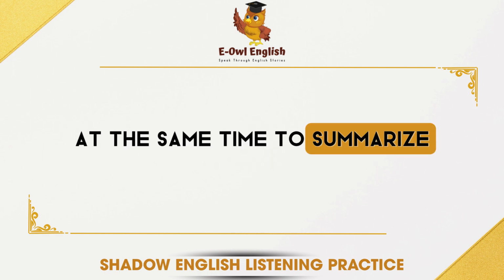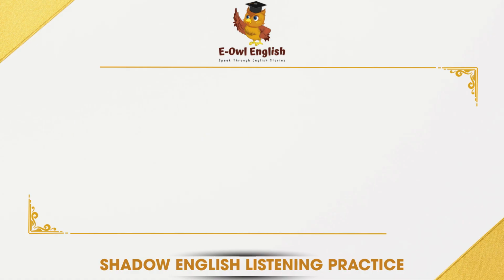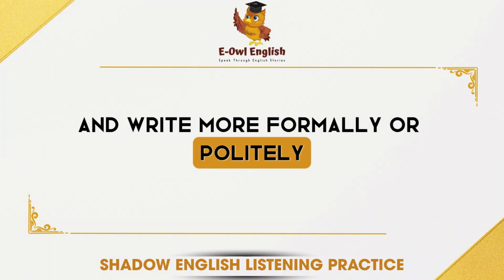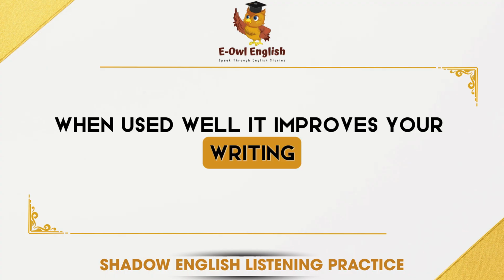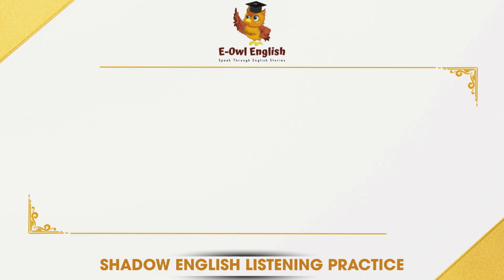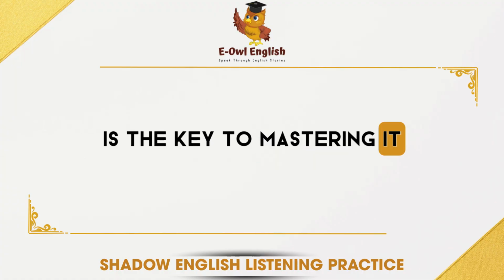To summarize, passive voice is a powerful part of English grammar. It helps you shift focus, avoid repetition, and write more formally or politely. When used well, it improves your writing. But when overused, it can make sentences vague or dull. Learning when and how to use passive voice is the key to mastering it.